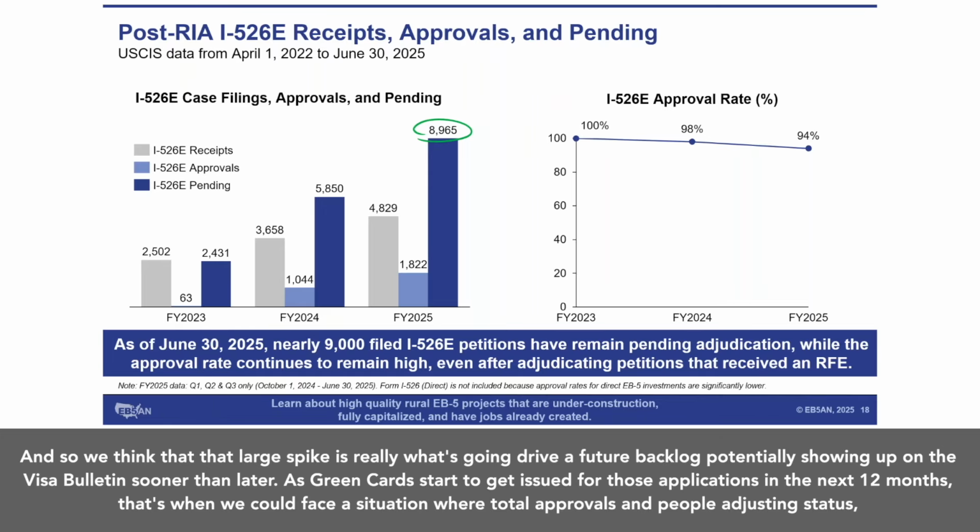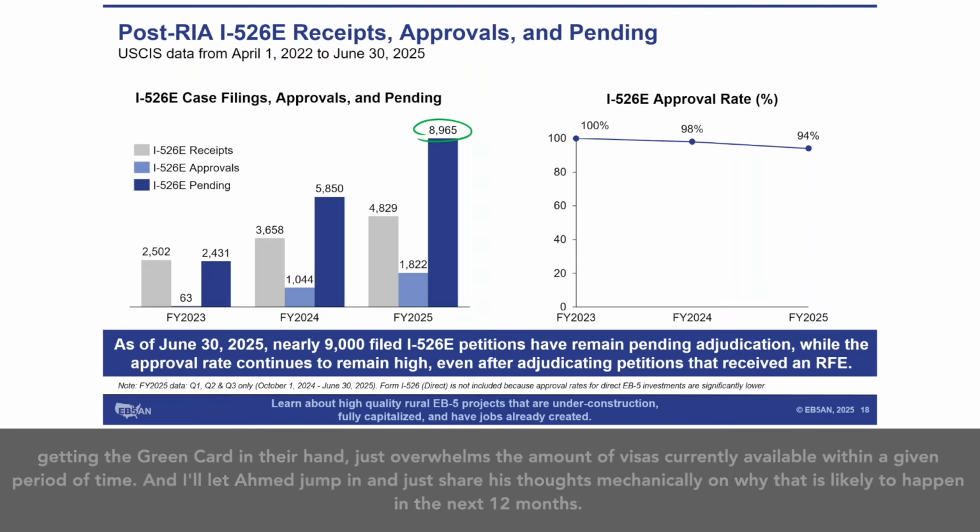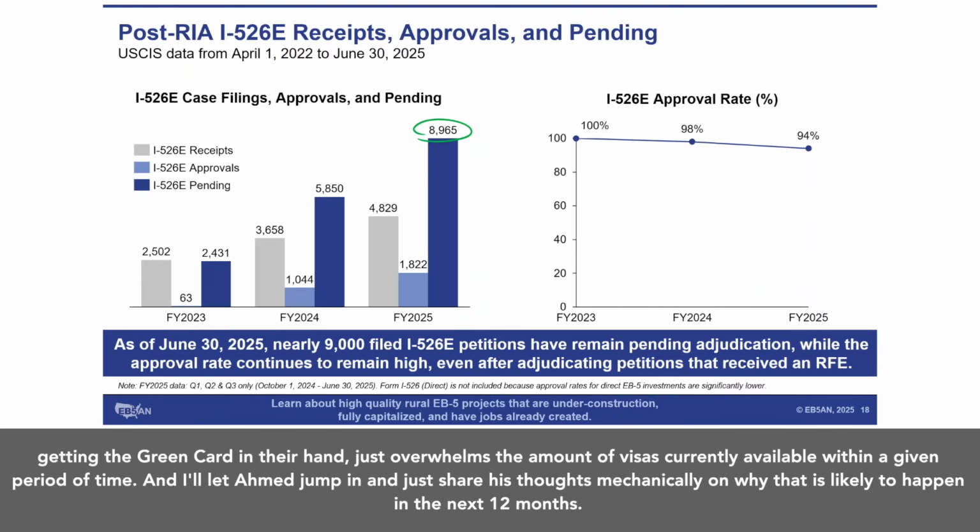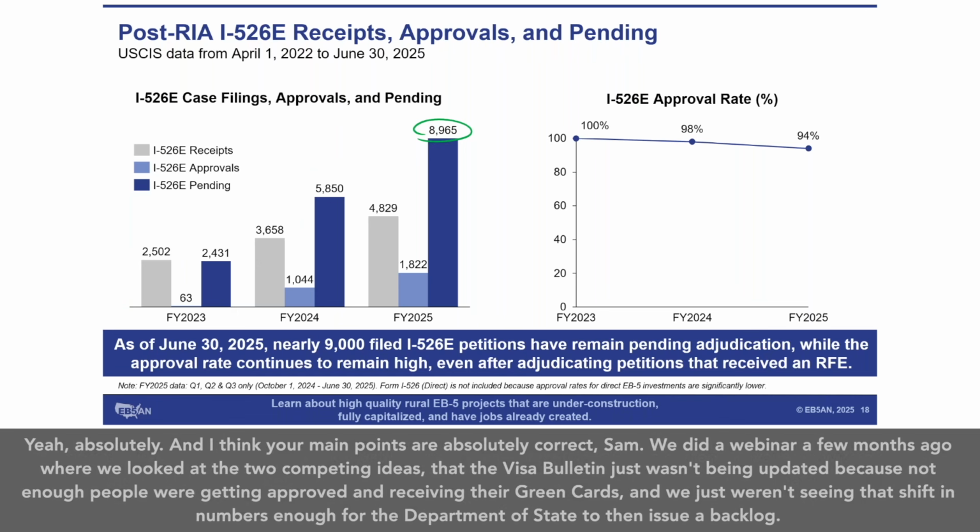As green cards start to get issued for those applications in the next 12 months, that's when we could face a situation where total approvals and people adjusting status, getting the green card in their hand, just overwhelms the amount of visas currently available within a given period of time. And I'll let Ahmed jump in and share his thoughts mechanically on why that is likely to happen in the next 12 months.